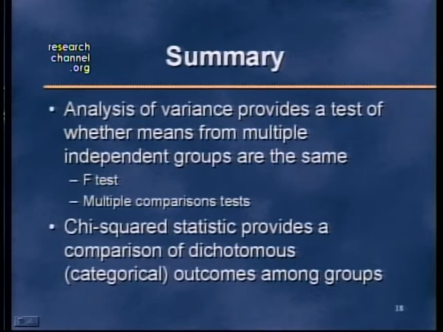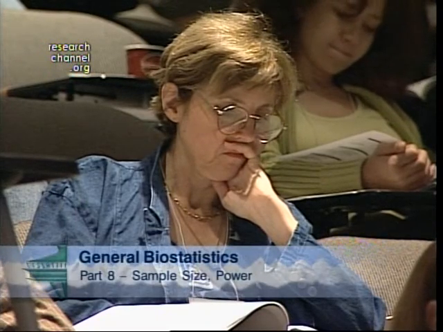So, in summary, we've looked at two methods for testing differences between three or more groups. The analysis of variance allowed us to test whether the means were the same in multiple independent groups. We used the F-test and then went from there to construct multiple comparisons tests to look at pairwise differences in groups. And then we've just reviewed use of the chi-square statistic to compare either categorical or dichotomous outcomes among groups. So these are two methods that allow us to make statistical inferences among more than two groups, three or more.